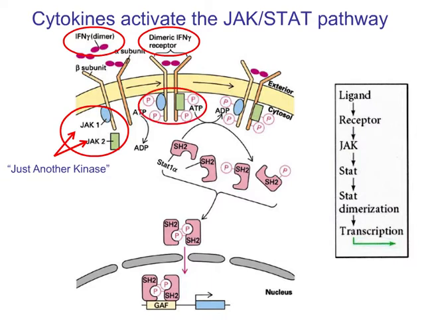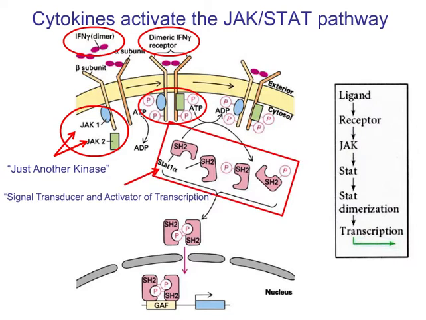Recruitment of the inactive cytosolic JAK kinase to the cytoplasmic domain of a liganded cytokine receptor activates the tyrosine kinase activity of the JAK kinase. The JAK kinase can then phosphorylate tyrosine residues on substrate proteins. Principal among these are the signal transducers and activators of transcription proteins, or the STAT proteins.